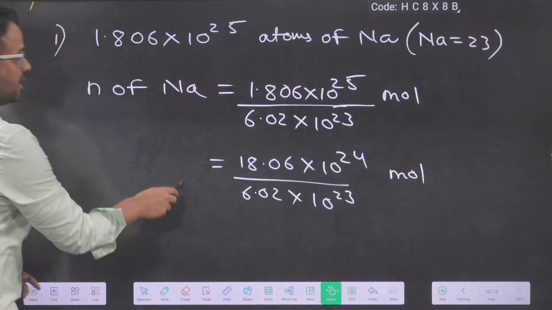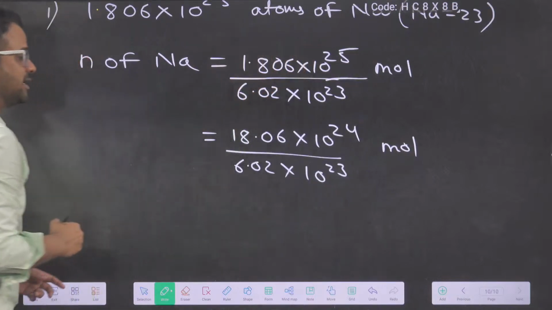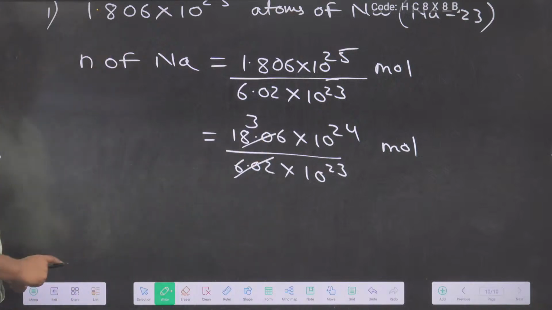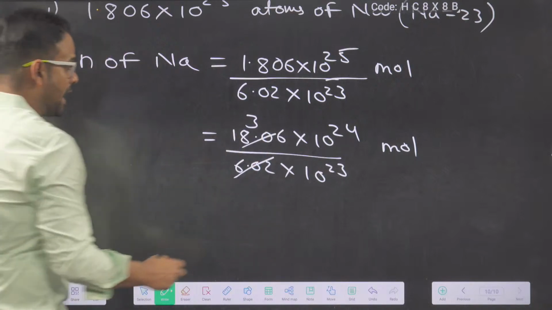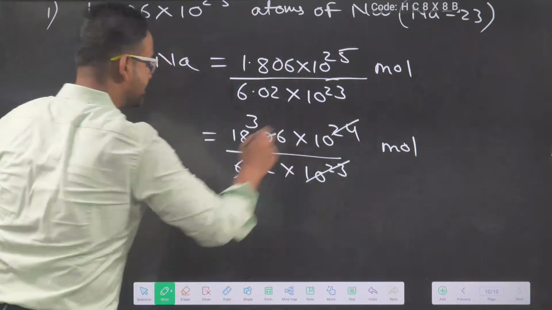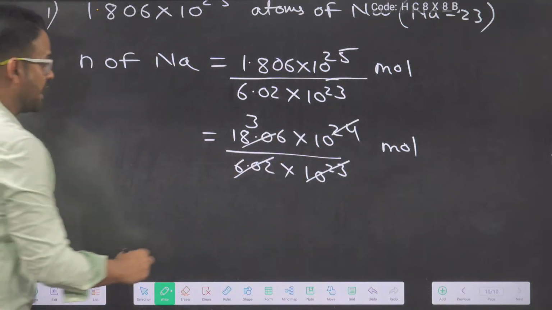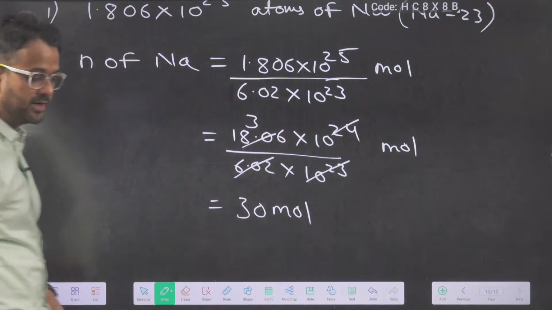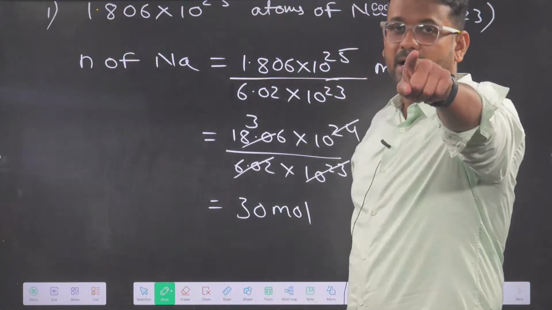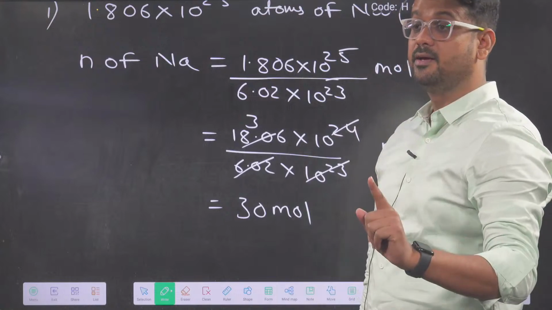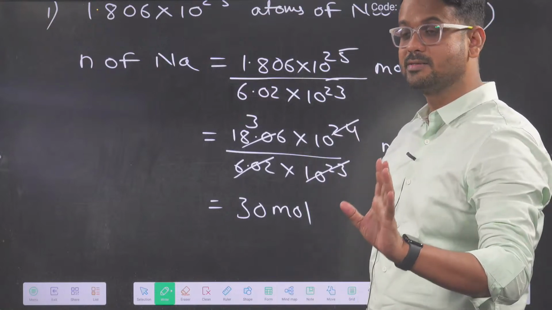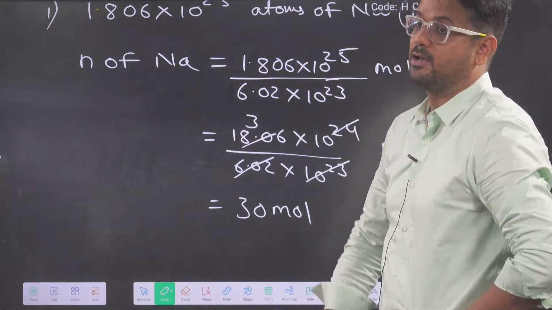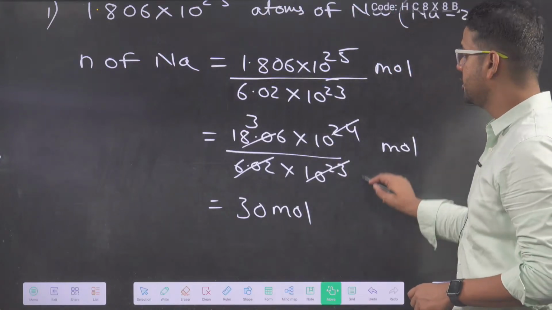Now, boys and girls, this one of the 10 was multiplied by this. So 6.02 cancels this 3 times, and 10 to the power 23 cancels this 10 times. So finally you have 3 into 10, that is 30 moles of sodium. When the number of particles is given, you will divide by Na, not by molar mass. You divide by molar mass when mass is given. This time you will divide by the Na value. So this many moles of sodium you have.